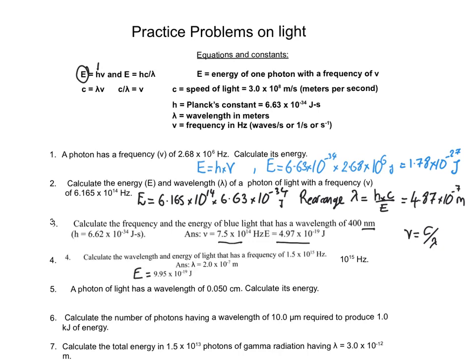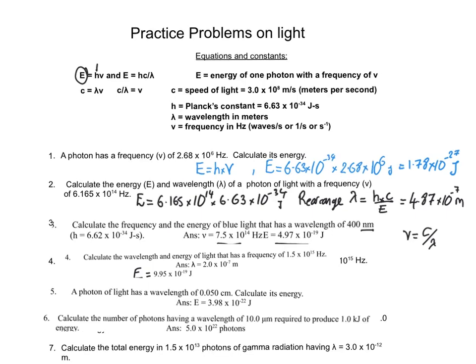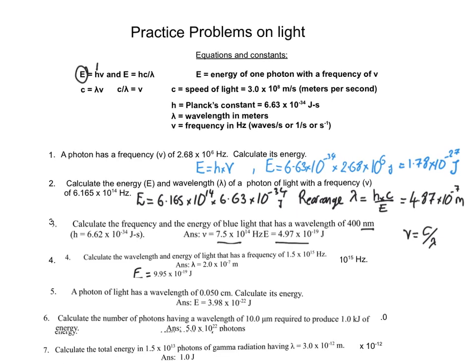So question 4, did you get that energy equals 9.95 times 10 to the minus 19 joules? And for question 5, did you get the energy equal to 3.98 times 10 to the minus 22 joules? The answer to question 6 was 5 times 10 to the power 22 photons. And question 7 was 1.01 joules.